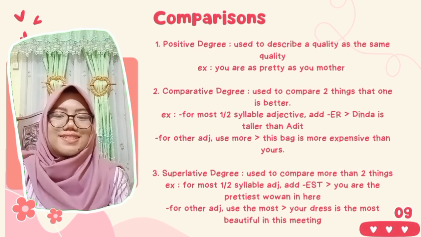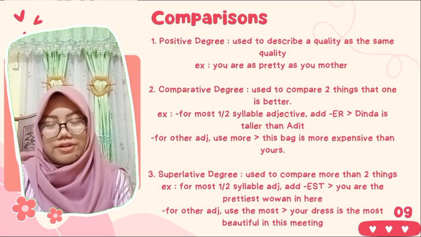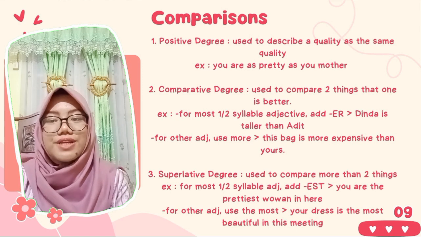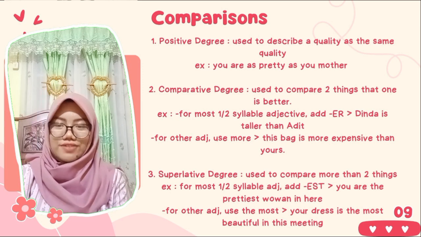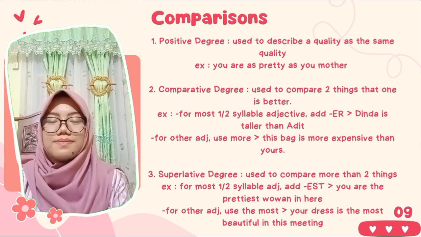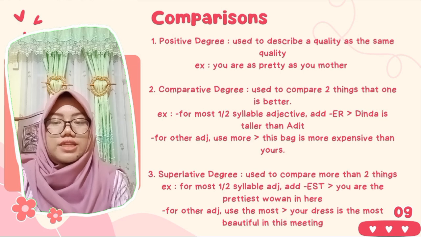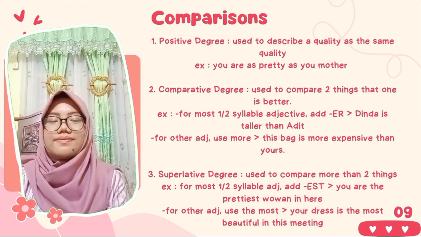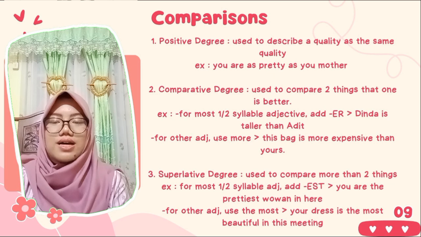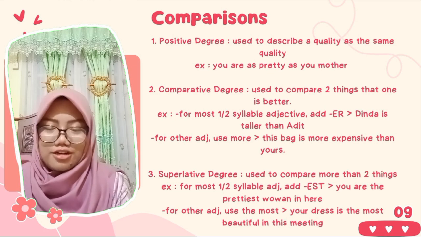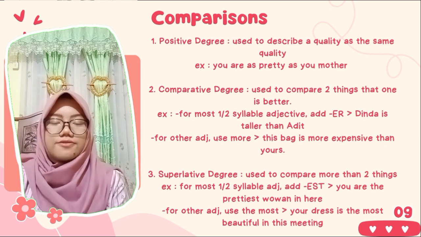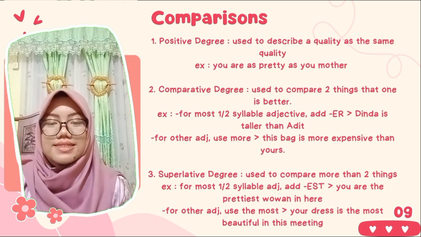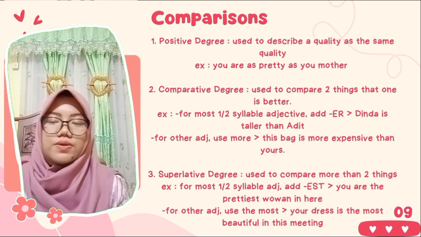Chapter 9, Comparison. In this chapter, the first is about the positive degree, which is used to describe a quality as the same. For example, you are as pretty as your mother. And the second is about the comparative degree, which is used to compare two things where one is better. For most one or two syllable adjectives, you have to add er. For example, Dinda is taller than Adit. Tall, taller, just one syllable. And for the other adjectives, we use more. For example, this bag is more expensive than yours. Expensive has more than two syllables, so we use more.